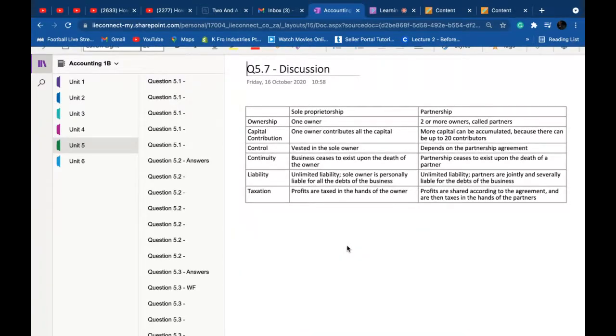Then capital contribution. All right. The owner obviously can only contribute what they have, right? Which is a whole lot more limiting than when you have a whole host of different partners. So more capital can be accumulated because there can be up to 20 contributors. Oh, so you guys are definitely on the money there. Right. Then control. Vested in the sole owner; in a partnership it depends on the partnership agreement, all right? Who has the biggest stake and so forth. Some partners might be active, others might be passive partners.